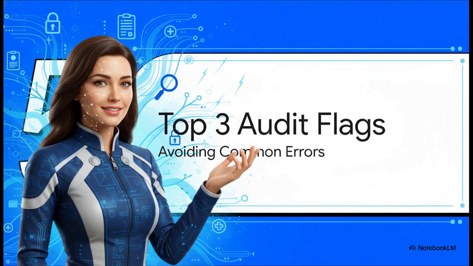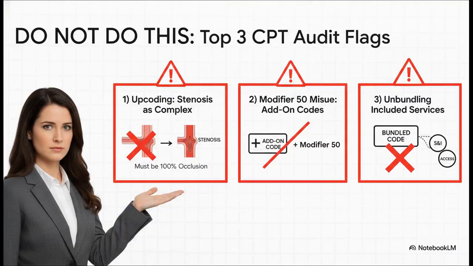We're almost there, so let's lock in on how to stay out of trouble. Here are the top 3 audit flags, the most common errors you absolutely have to watch out for with this new code set. Number 1, upcoding a stenosis to a complex lesion. Just don't. Remember, it has to be documented as 100% blocked, period. Number 2, misusing modifier 50 on an add-on code. Report the code twice instead. And number 3, unbundling. Forgetting that stuff like catheter placement and S&I are now baked into the main procedure code. Avoid these 3 pitfalls and you're already way ahead of the game.